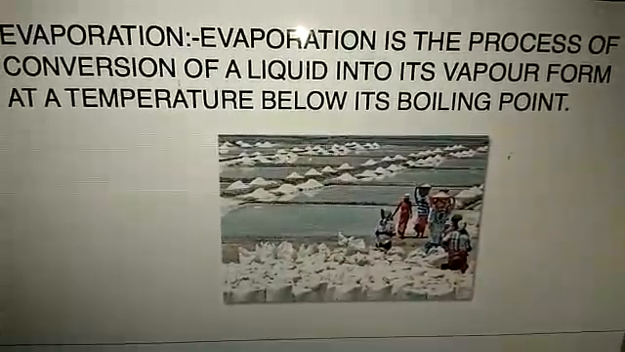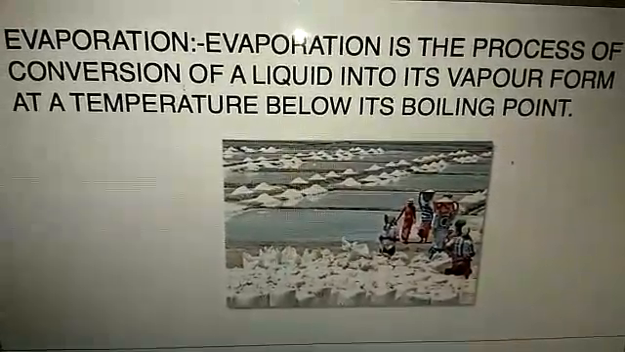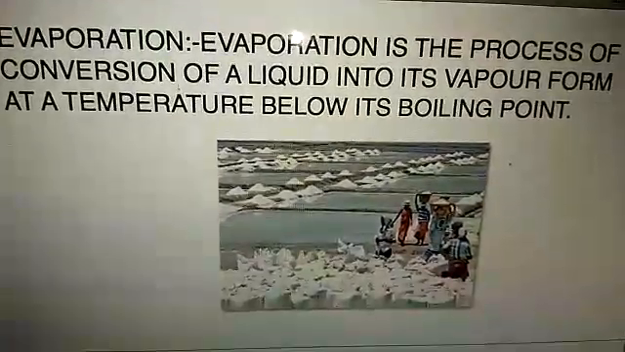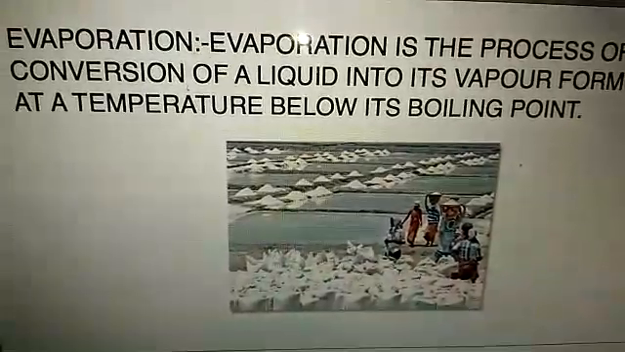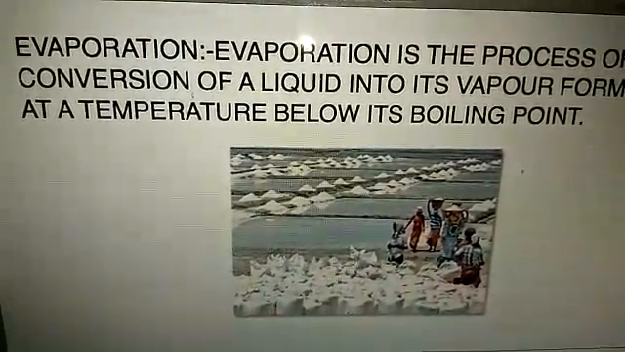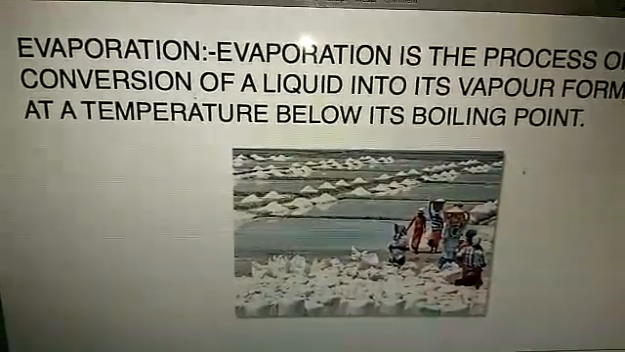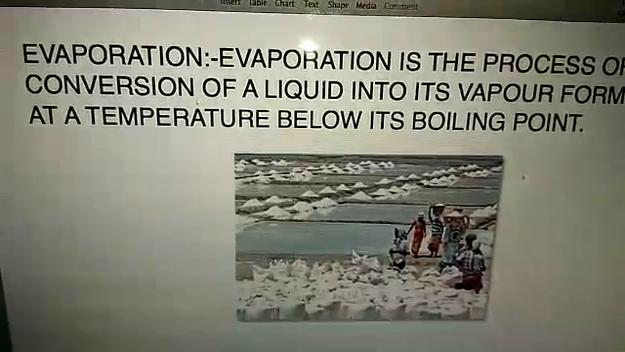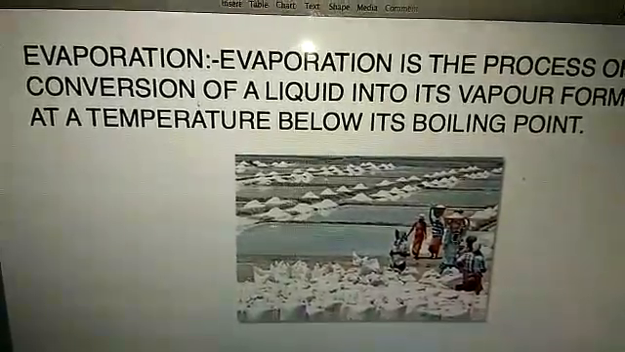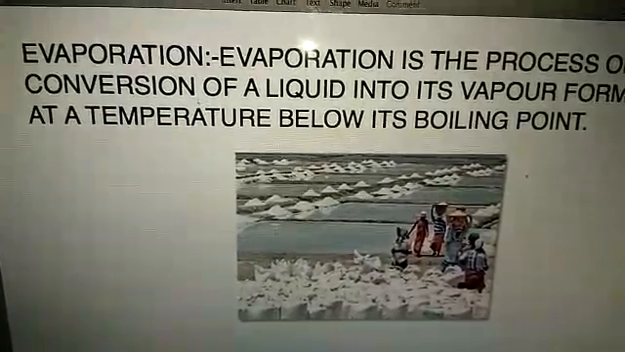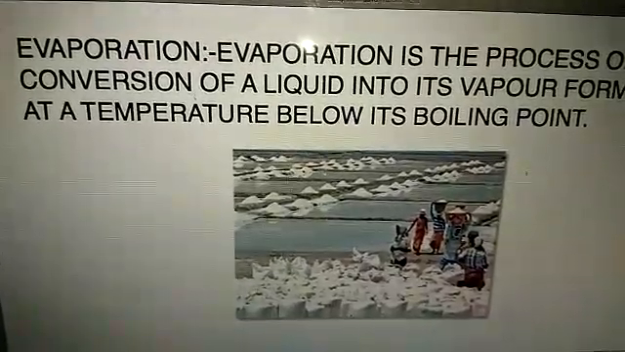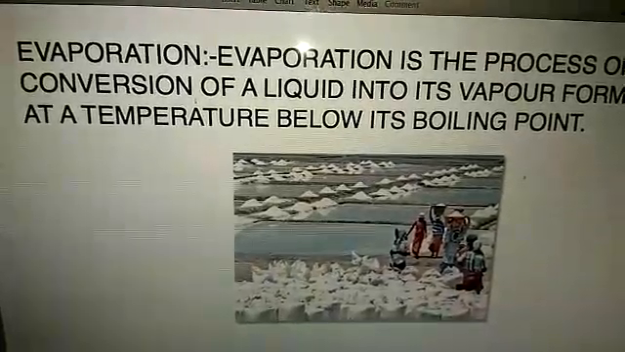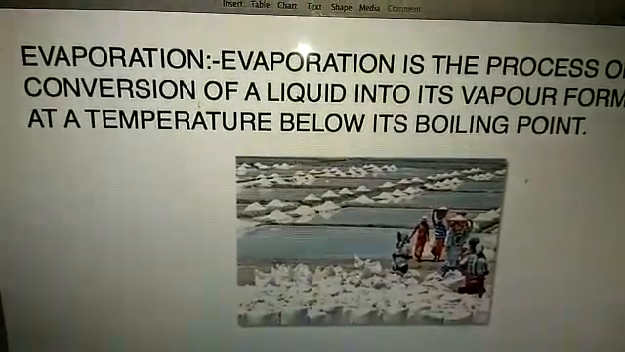Evaporation is the process of conversion of a liquid into its vapor form at a temperature below its boiling point. See in the picture here, a picture of seawater is given in which salt is collected. So in this way, using the method of evaporation, we can collect salt from seawater. First of all, what is done? Shallow pits are made. As you can see, rectangular pits have been made, and shallow water means less water has been kept in the pits.